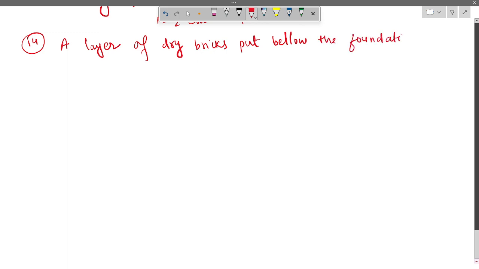The question number is 14. A layer of dry bricks put below the foundation concrete in the case of soft soil is called, yes, very easy.